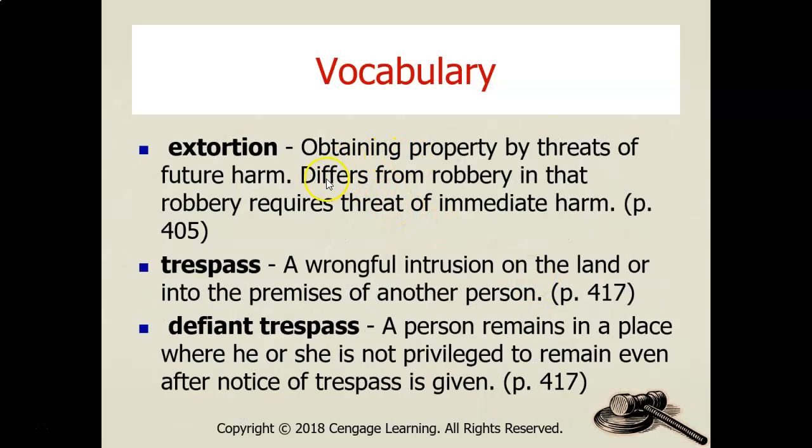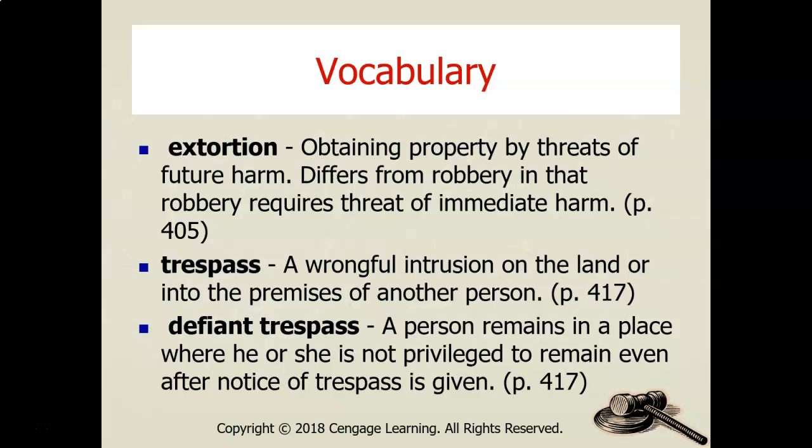Extortion, obtaining property by threat of future harm, differs from robbery in that robbery requires immediate threat. If I'm going to rob you, it's give me your stuff now. If I'm going to extort you, hey, you're going to provide me this in the future or right now, or I'm going to do something. So think about the mob going into a business and saying, hey, for a certain amount of money, we'll make sure that your business doesn't burn down. That implied threat is there.